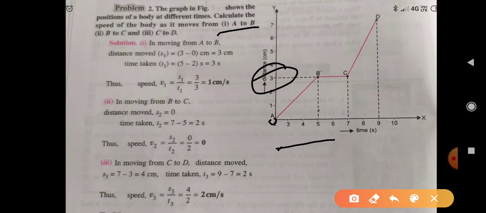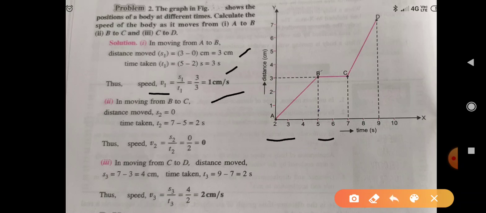At the same time, considering A to B, at point B the time was 5 and the initial time was 2. So 5 minus 2 will be 3. Here we have 3 seconds and 3 centimeter. Speed is equal to distance upon time. Distance 3, time 3, divided gives the answer 1 centimeter per second. This is the first case.